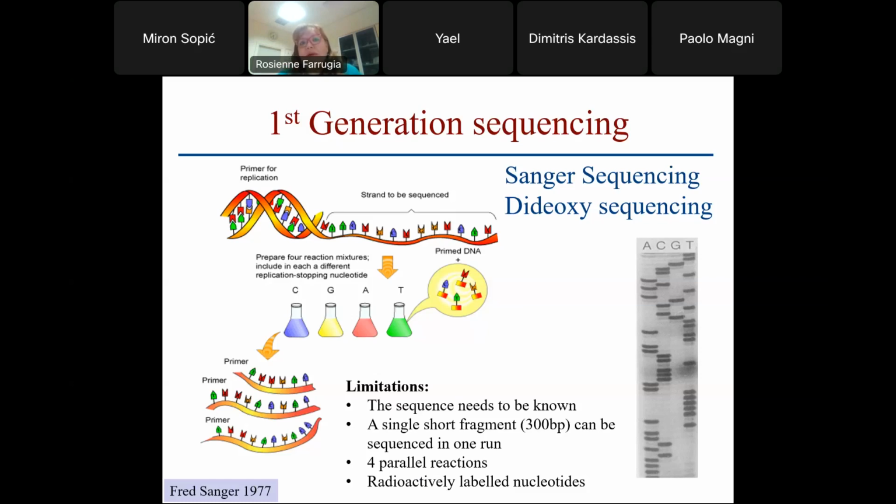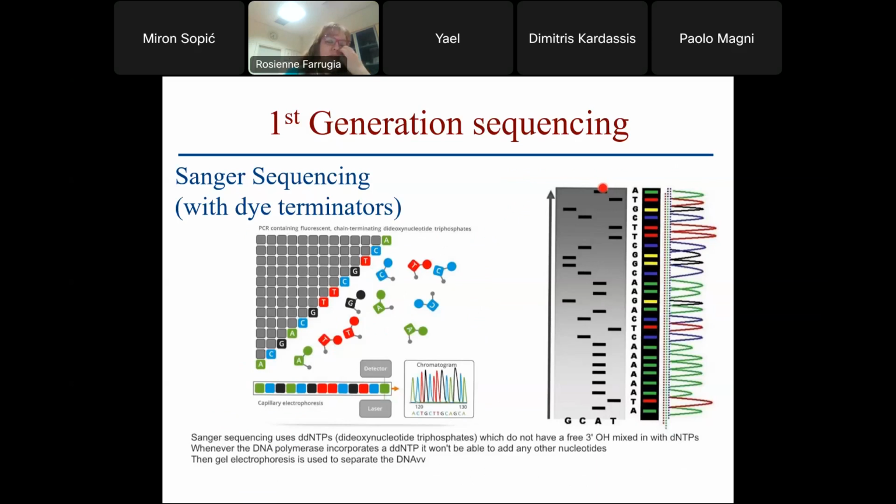And we were using radioactively labeled nucleotides, and no one really likes to handle radioactivity. So the development of that first generation sequencing methodology now used dye terminators. So instead, fluorescent dye terminators. Instead of radioactively labeled nucleotides, now we had nucleotides which were labeled green, red, yellow, and blue, one color per nucleotide. And now we only needed to do one run, just a single run.